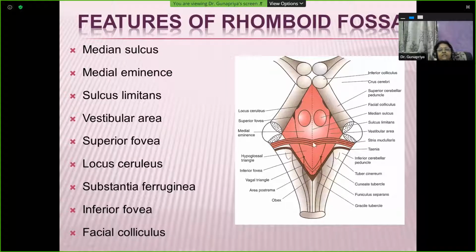So this is the upper triangular part. In this upper triangular part, you can make out a midline sulcus known as the median sulcus. On either side, you have elevated areas known as the medial eminence. So what you can see is the medial eminence, the prominent area just on either side of the median sulcus. This is the median sulcus. This is the medial eminence.